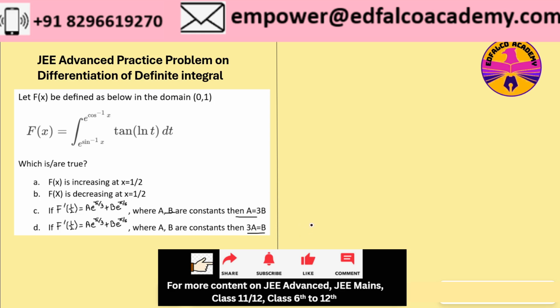So if we are able to find out the value of f dash x at half, then we will be able to answer the entire question. Because if we know the value of f dash x at x is equal to half, if it is negative, then we can say that the function is decreasing. If it is coming positive, then it means the function is increasing. And then if I know the value, I can express it in the format given, and then I can find the value of a and b and then compare them.